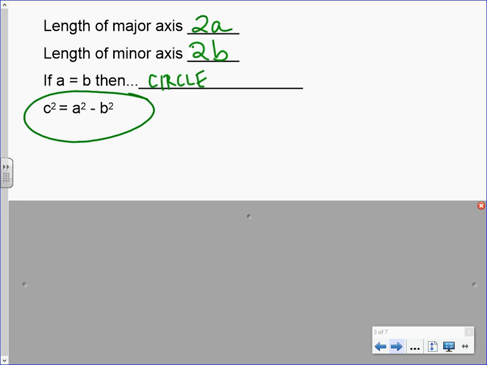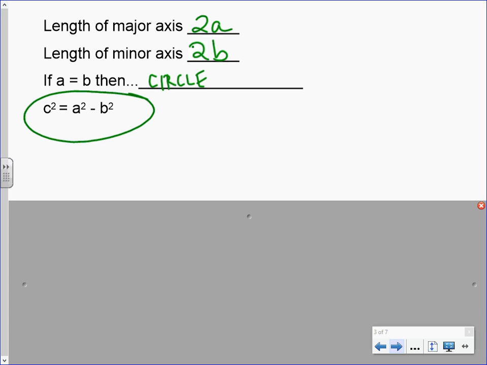I would prove this to you, but I'd like to spend time on examples. C, this is how you find C. C squared is A squared minus B squared. So it's pretty similar to a formula you already know. You just have to change it a little bit. So C gives us how far our foci are away from the center.